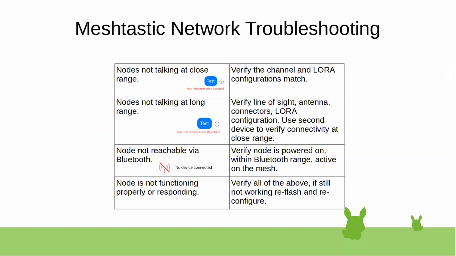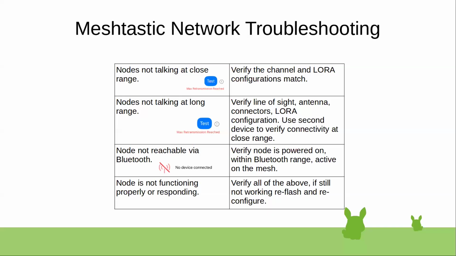This max transmissions reach, that means it couldn't see anything. If you're getting max transmission reach, it means nothing can hear you. So let's say, hey, my node isn't talking at close range. I have 2 nodes and they can't hear each other on the same table. That means that my LoRa settings, or like the modem settings, are different.